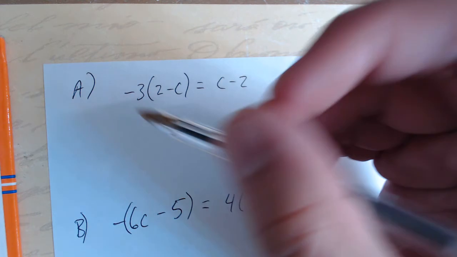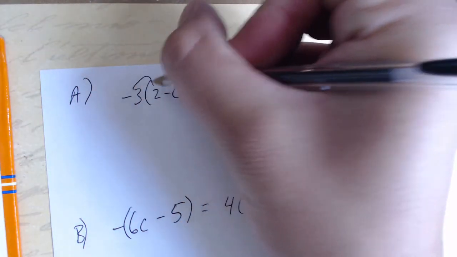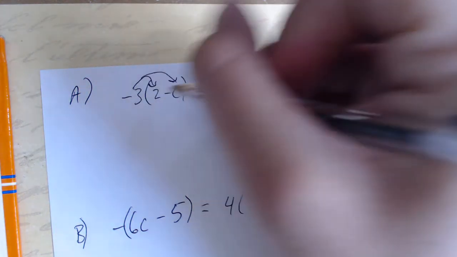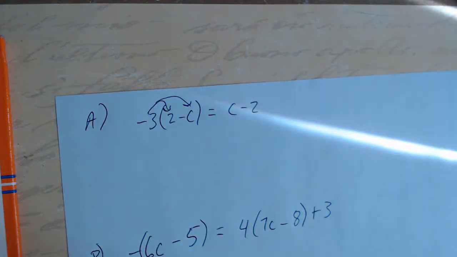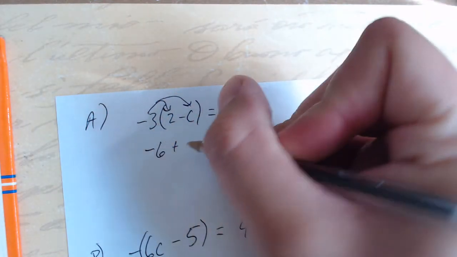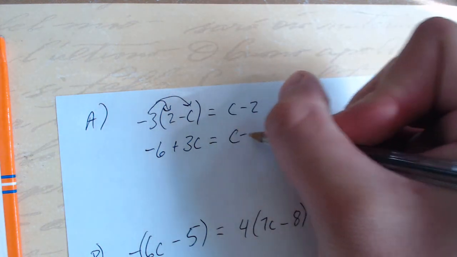So, simplifying by using the order of operations, we have to distribute to eliminate the parentheses in this first problem. So, negative 3 is going to get multiplied by 2 and negative c. Once we distribute, that changes the left side of the equation to negative 6 plus 3c. And that's going to equal c minus 2.